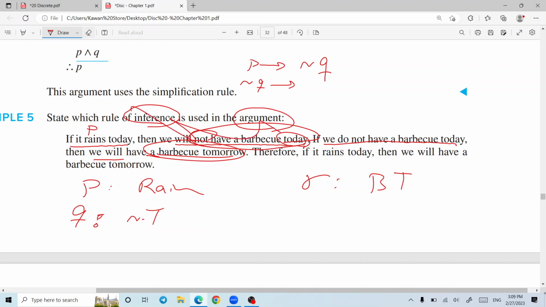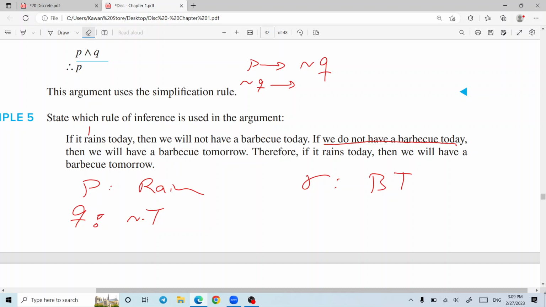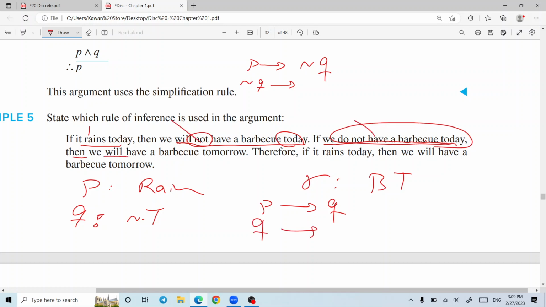So here we are. We have three things. Now I'm going to rewrite. I say if it's raining, then not today. So P, then Q. If you don't have a barbecue today, not today, that's Q, then we will have a barbecue tomorrow. Am I right? Therefore, if today is raining, so P, then we'll have a barbecue tomorrow. So R. Did you understand or not? Right.